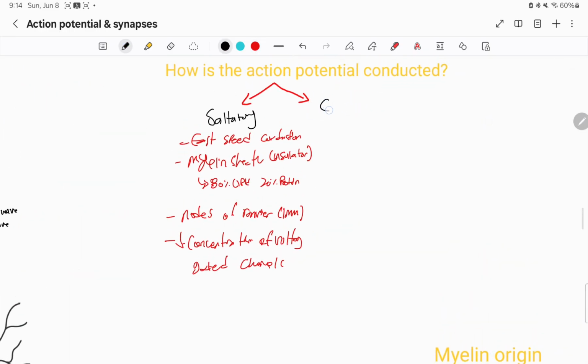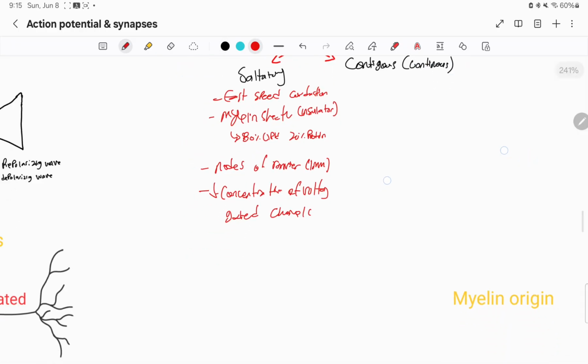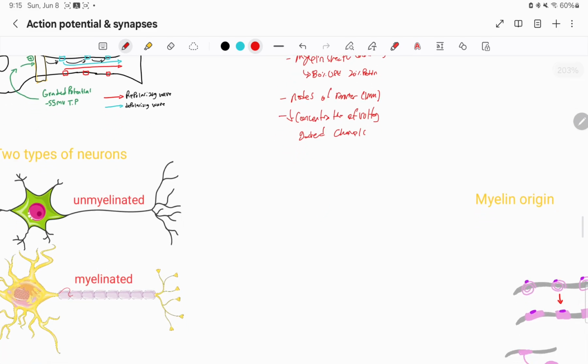Unmyelinated neurons have something called contiguous conduction. You want to know how I remember this? I like to remember the contiguous is very, very similar to the word continuous. What does that mean? Remember how I told you in saltatory conduction, it seems that the action potential is jumping from one node of Ranvier to another? Well, guess what? In an unmyelinated neuron, there is no node of Ranvier. So what happens? There's a very smooth, continuous flow of the action potential.